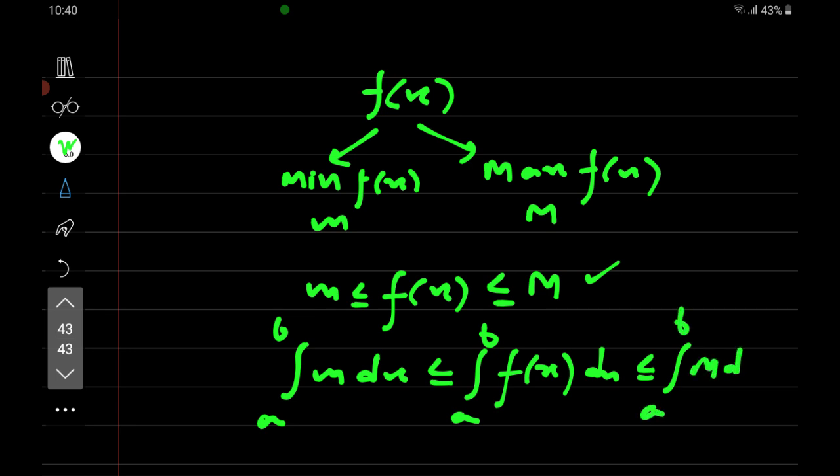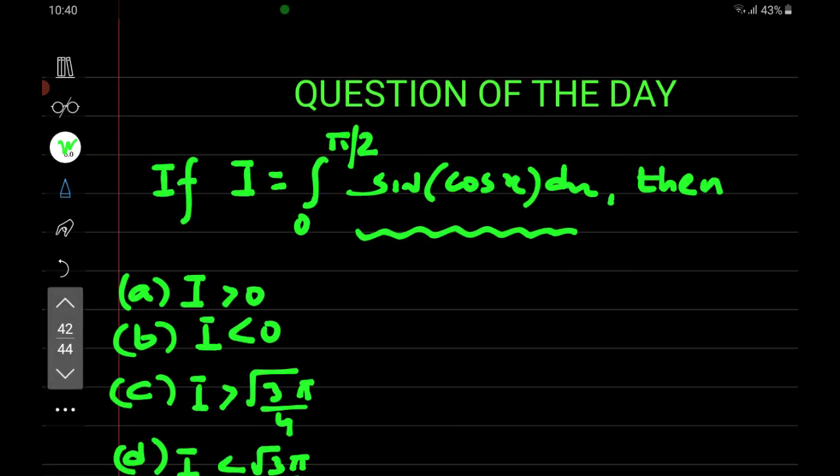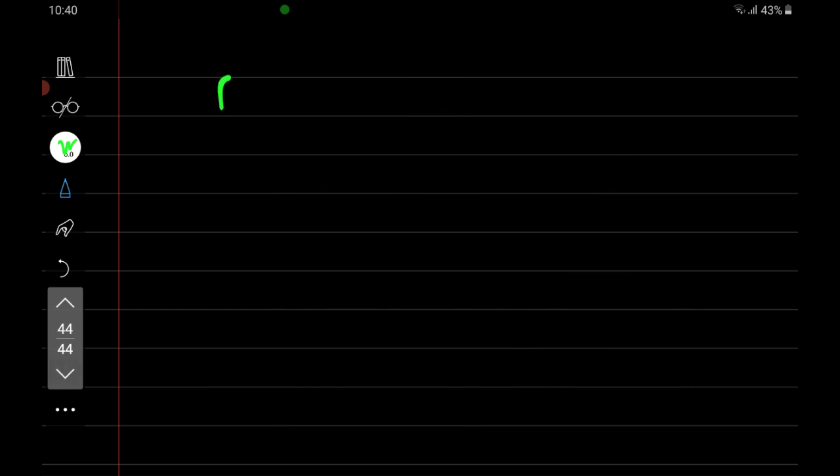For that we first have to find the maximum and minimum value of the function. But the problem with this concept is that when the difference is very large, meaning small m and capital M are very far apart, then this doesn't give you an exact value. So let us start with the question here. If we look at the question, sine cos x, this is our function. Now our aim is to find the minimum and maximum value of this function.